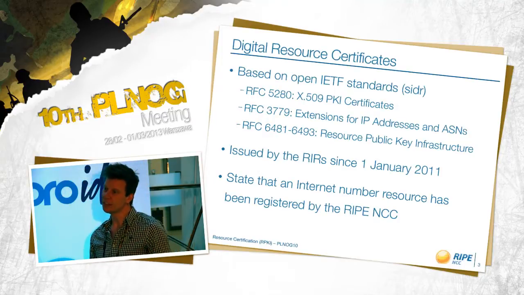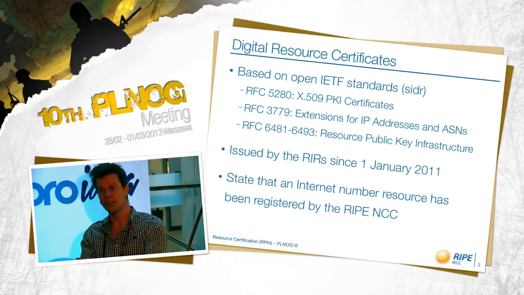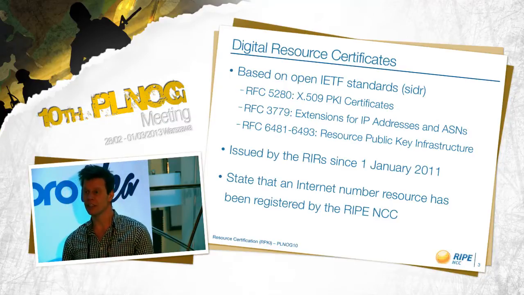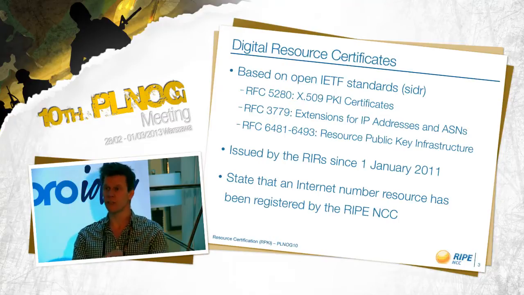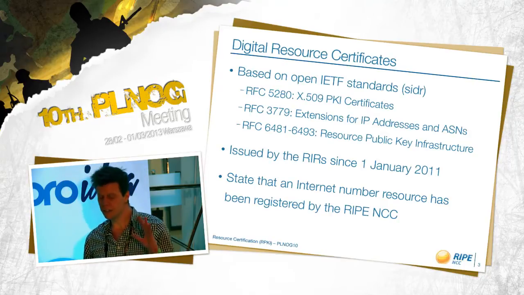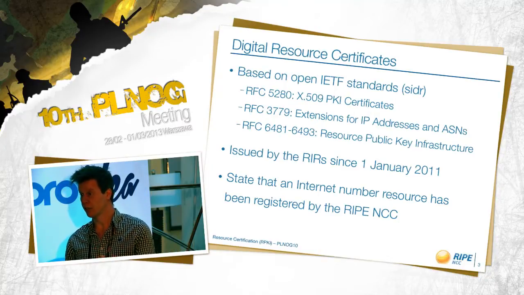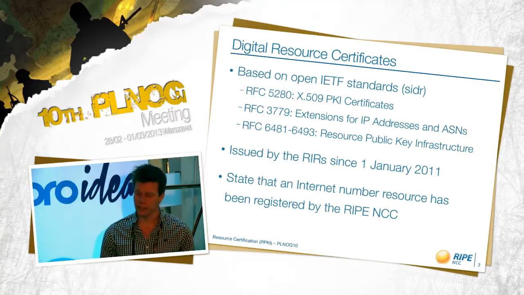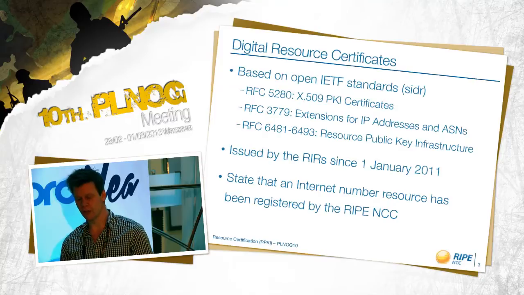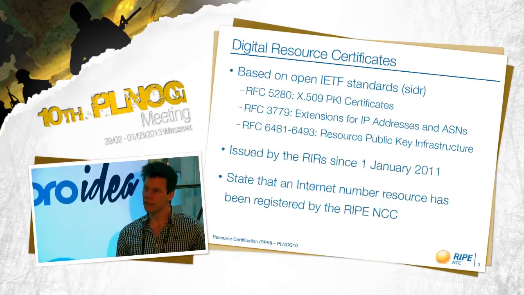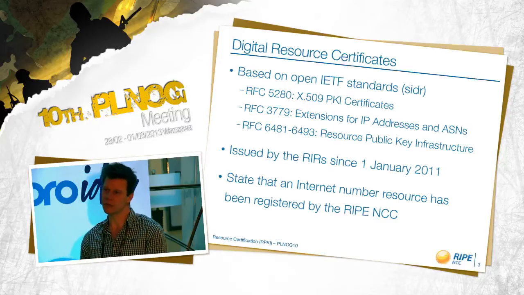So the RIPE NCC has essentially set itself up as a certificate authority, and we have a self-signed root certificate with all of the address space that was ever handed to us by the IANA. And from that root certificate, we can issue child certificates to all of you, listing the IP addresses that you hold. And this is all done according to IETF standards. So we're using RFC 5280 just as a standard X.509 certificate. And for that, there are extensions for IP addresses and AS numbers, RFC 3779. And then how you actually operate and use that for routing is described in the Resource Public Key Infrastructure RFCs from 6481 to 6493.